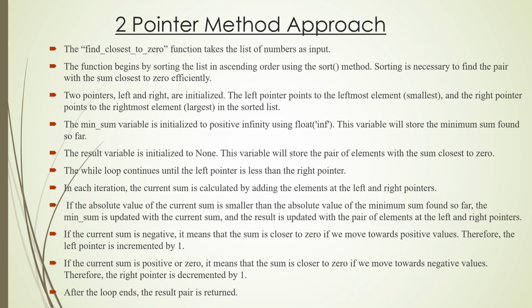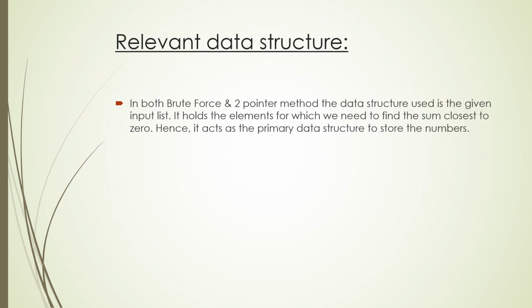If the current sum is negative, it means the sum is closer to 0 if we move toward positive values. Therefore, the left pointer is incremented by 1. If the current sum is positive or 0, it means the sum is closer to 0 if we move toward negative values. Therefore, the right pointer is decremented by 1. After the loop ends, the result pair is returned to the print statement for printing the output.